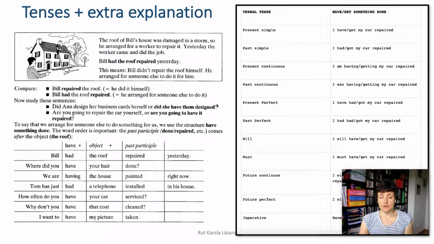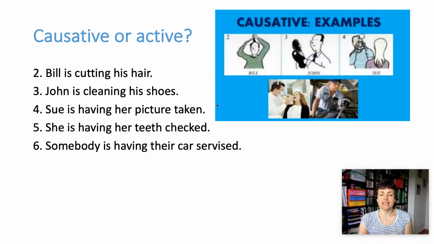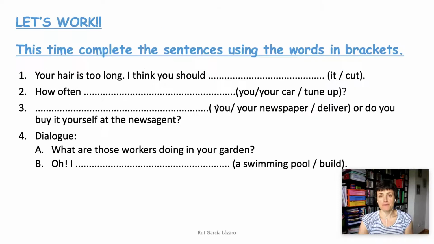Here you have a further explanation and all the tenses you might need. And then tell me, causative or active? Stop the video, do it, and then we'll check. And definitely, 2 and 3 are active. They are doing the actions. Whereas 4, 5, and 6 are causative. They ask somebody to do that for them. Again, stop, complete, and then check.